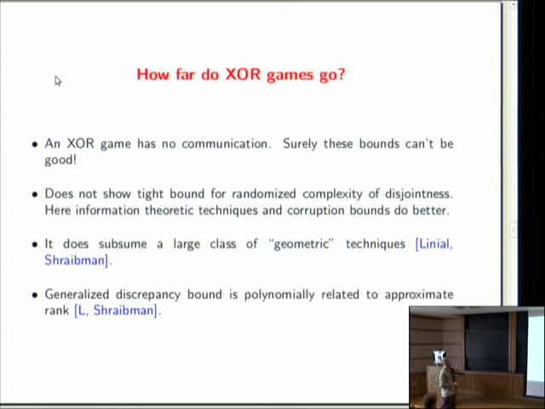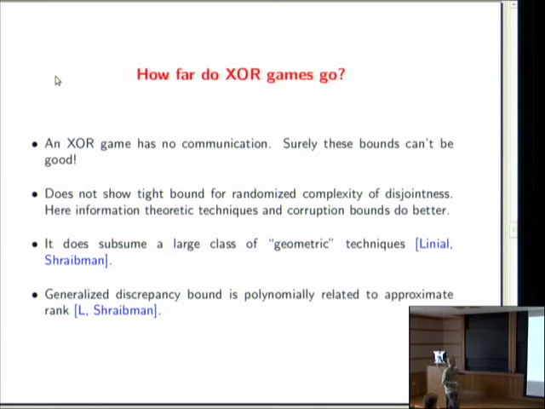And okay, so it is true that this generalized discrepancy is a lower bound on quantum communication complexity. So for disjointness, there is a quantum protocol with complexity square root of n. So you're not going to do better than that, whereas the randomized complexity is n. So here, information theoretic techniques and the corruption bound can show a tight bound on disjointness. So they do better than this generalized discrepancy method.